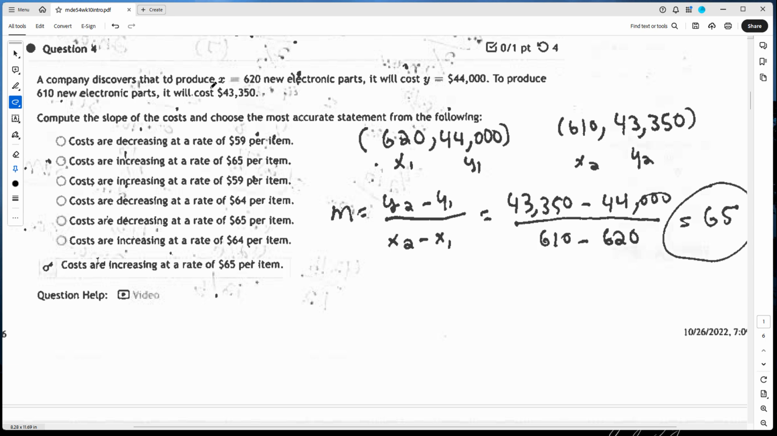Next one here. The company discovers that to produce x equal to 620 new electronic parts, it would cost y equal to $44,000. To produce 610 new electronic parts, it would cost $43,000. Compute the slope of the cost and choose the most accurate statement of the following.